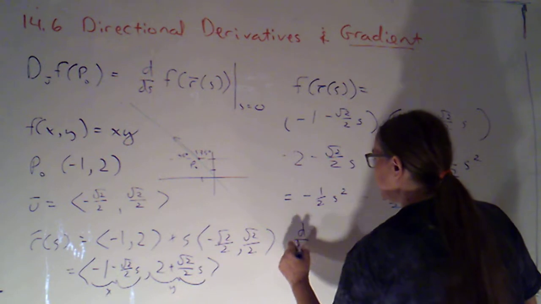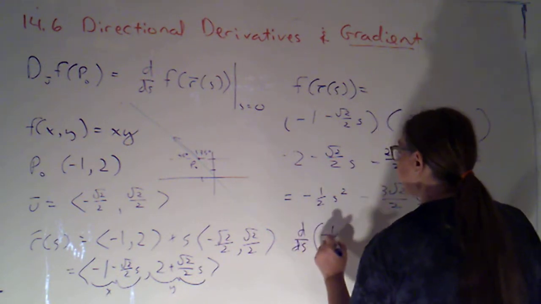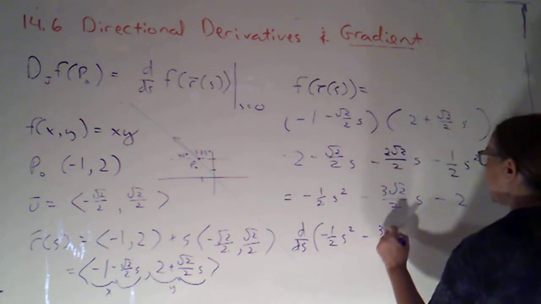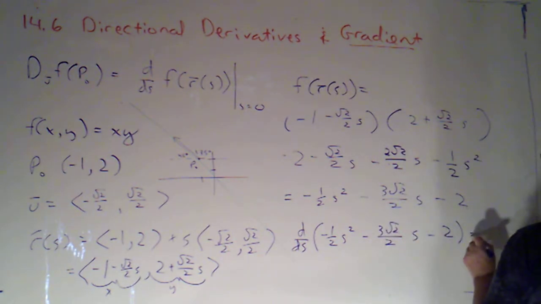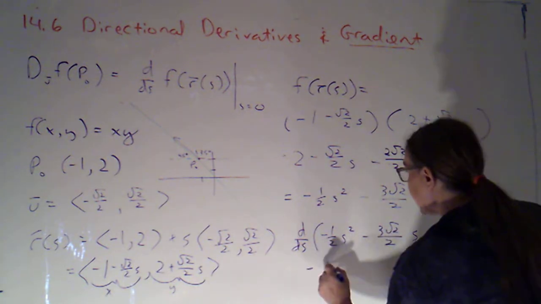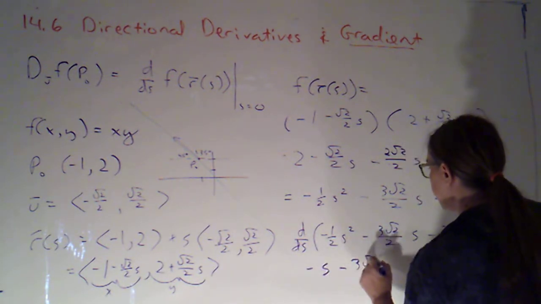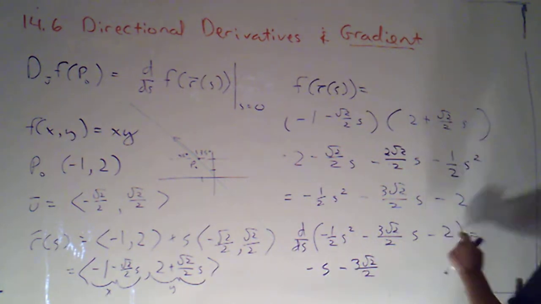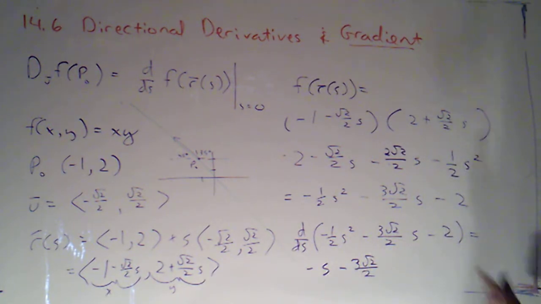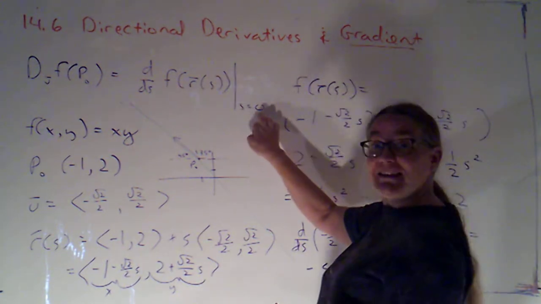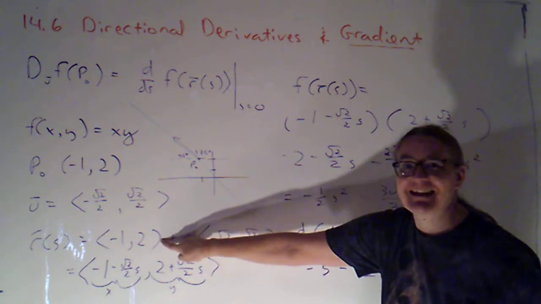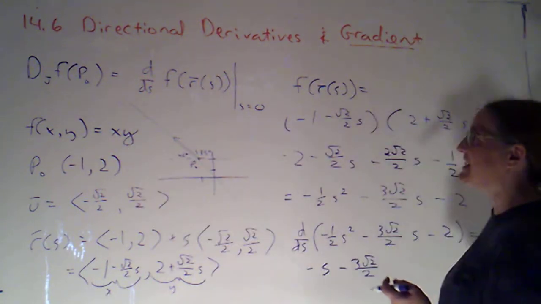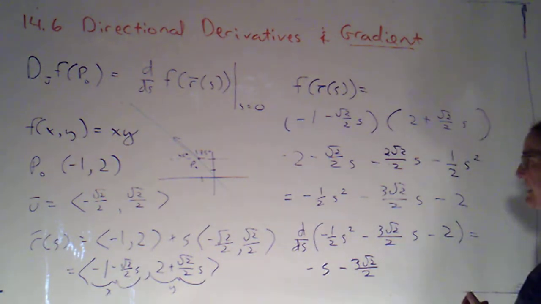Now if I take the derivative with respect to s of that, -1/2 s squared minus 3 root 2 over 2 s minus 2, that's going to give me -s minus 3 root 2 over 2, and of course the derivative of the -2 is 0. Excellent. Now, we're supposed to evaluate that when s is 0, because of course when s is 0, that's what puts us at that starting point. That's what puts us at p naught, and that was what we wanted to evaluate.